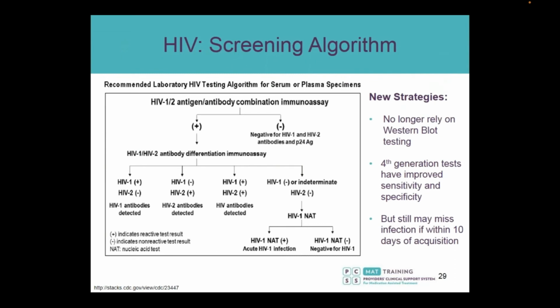The screening algorithm has also changed such that initial screening nowadays is done through HIV antigen-antibody combination immunoassay. And if this test is negative, it's considered negative. We no longer have to rely on Western blot testing. These fourth-generation tests have improved sensitivity and specificity, though it is important to note it still may miss infection if it was within 10 days of acquisition. And for a positive test, it can differentiate between HIV-1 or HIV-2 infection.